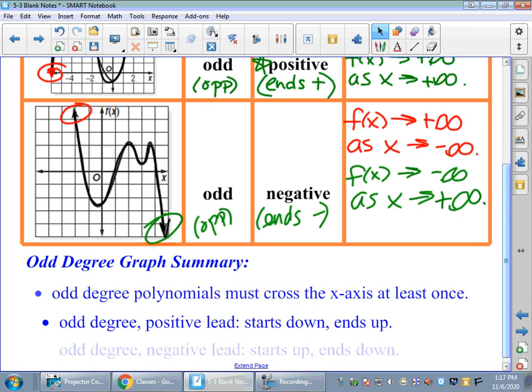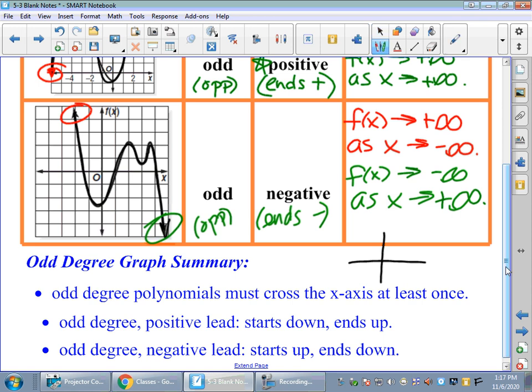There's one more in here somewhere. There it is. So a summary for our odd: they have to cross the x-axis. Think of a line. A line is going to go in opposite directions. So it doesn't matter which direction it's going. I know a horizontal might not cross, but that's a constant. So it crosses the x-axis once. Okay, if they're odd, they're eventually going to cross. If it starts up and ends down, the only way you can do that is if you cross. It could cross multiple times, but it has to cross at least once.